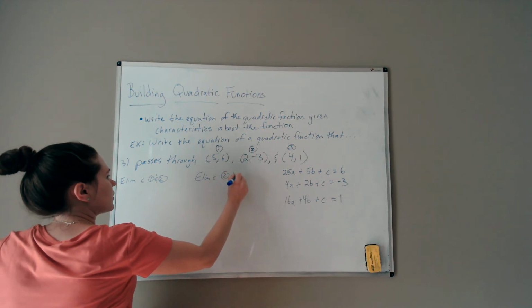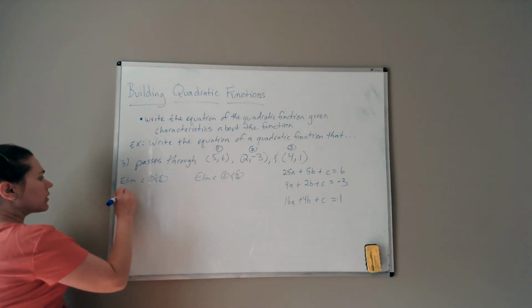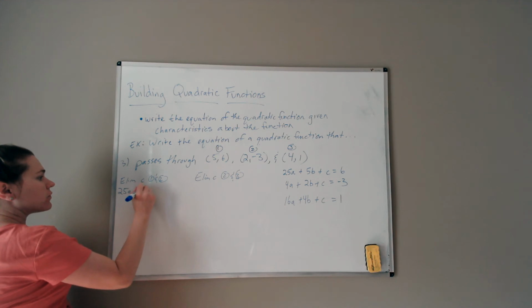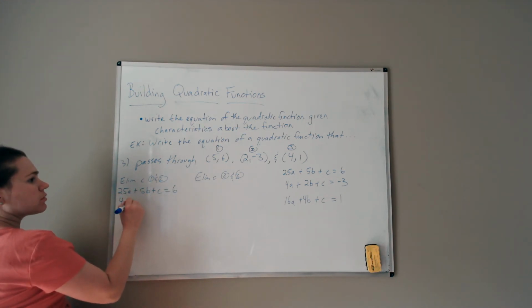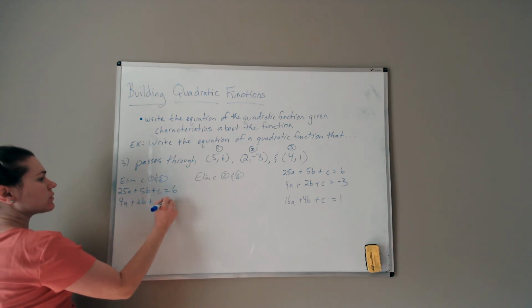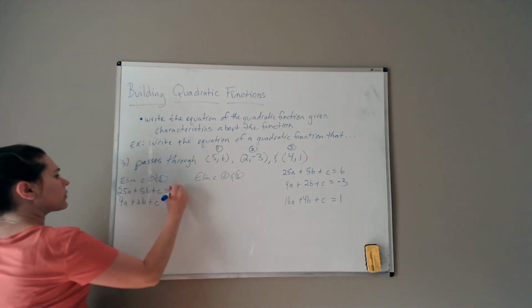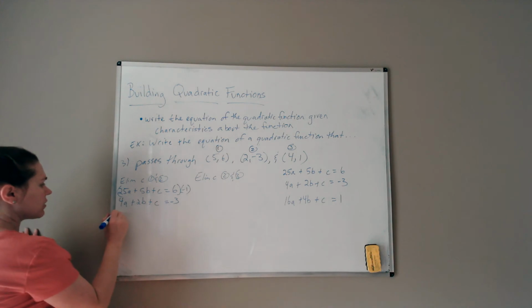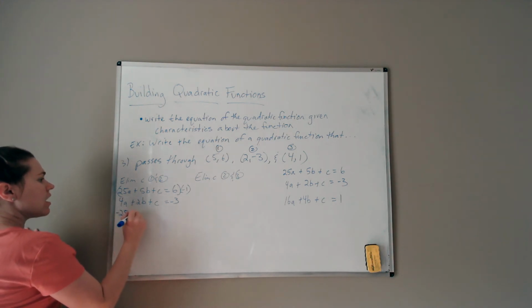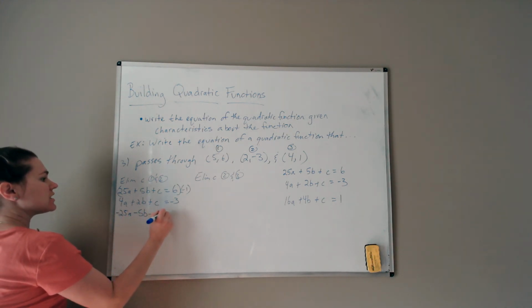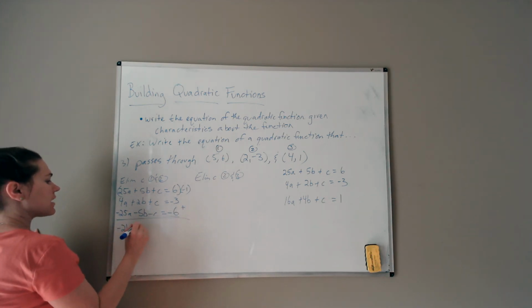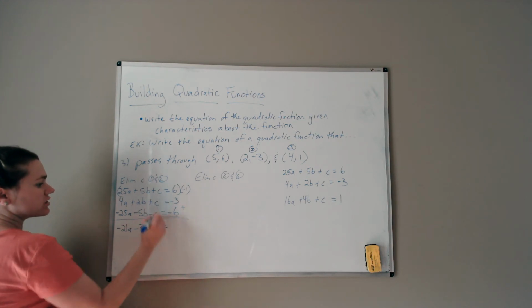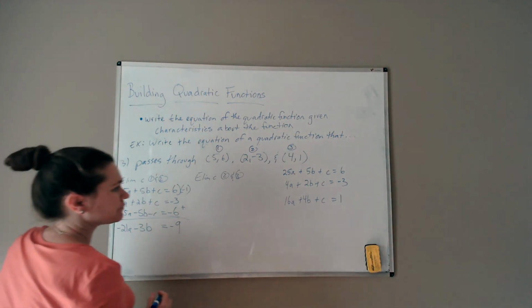Okay. So rewrite it, 25a plus 5b plus c equals 6, 4a plus 2b plus c equals negative 3. I'll multiply the first equation by negative 1. That's going to be negative 25a minus 5b minus c equals negative 6. Add these equations up. That's going to give us negative 21a minus 3b equals, these cancel, negative 9.